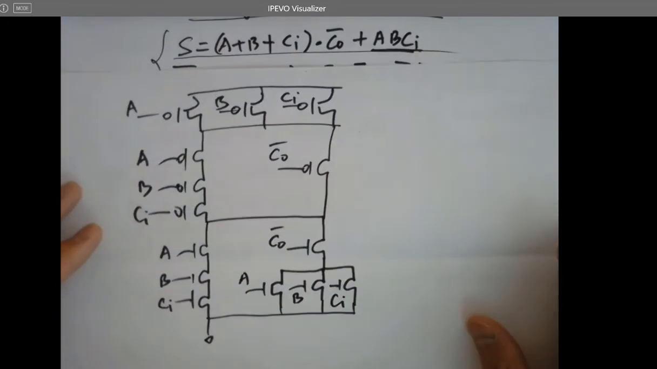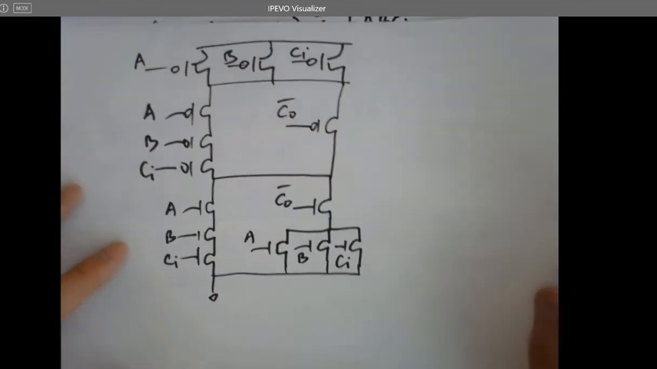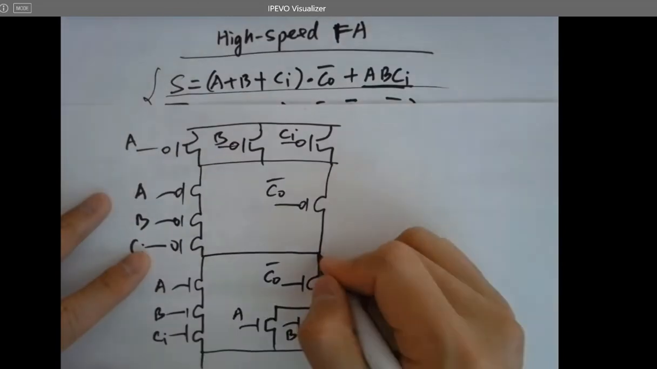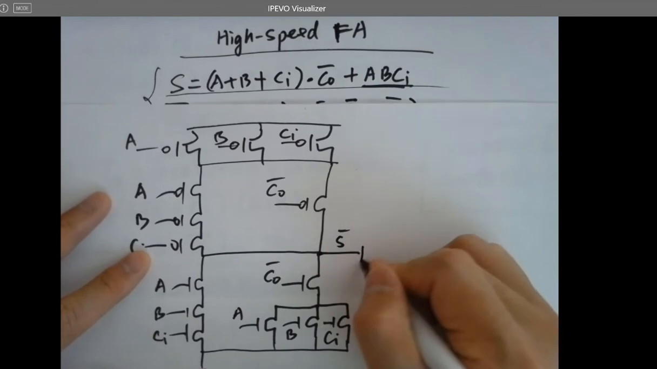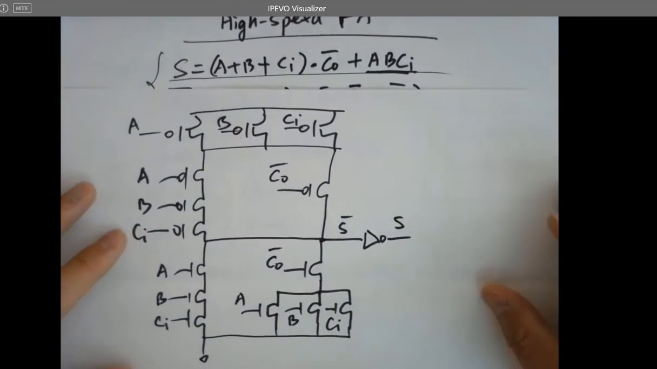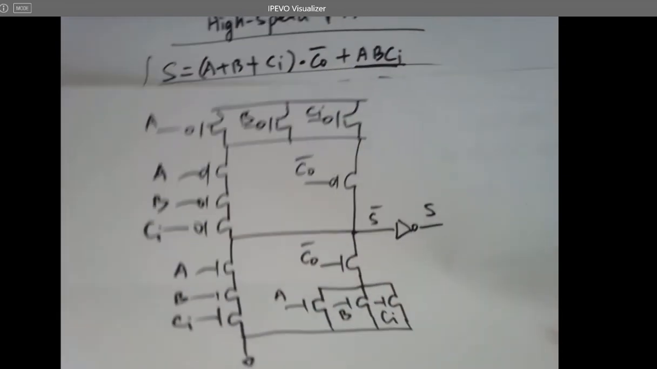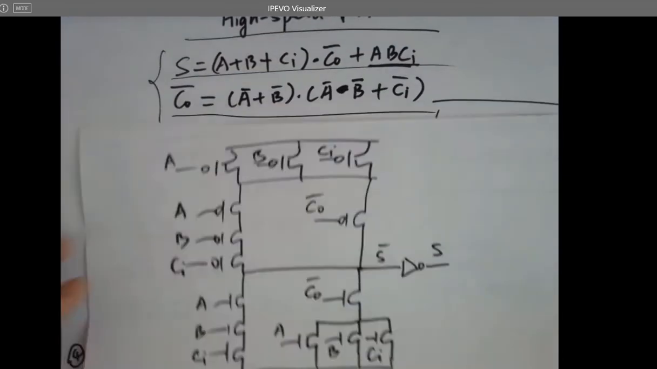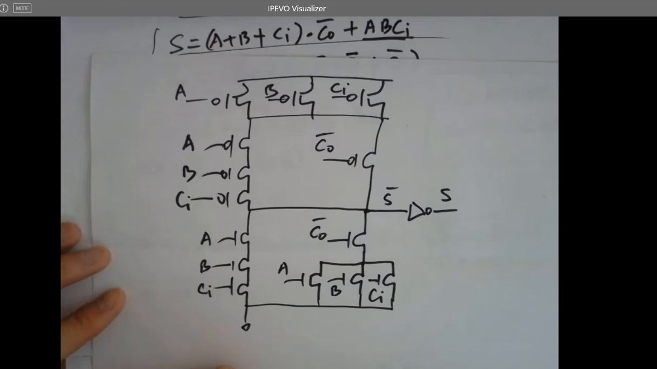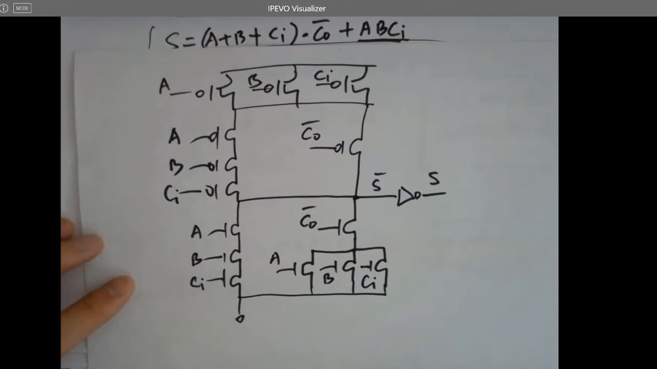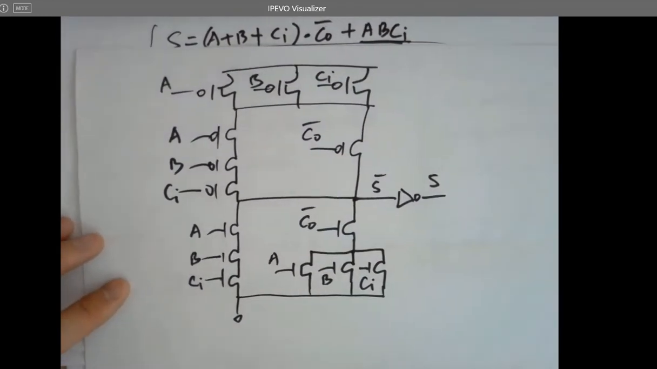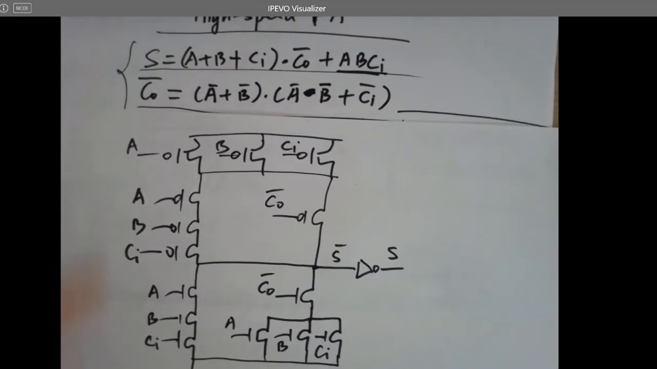Doesn't matter which is which, just A, B, C, I. So this is S naught. So you want to invert it to get S. That's how to design a circuit from the logic. What about C naught? CO naught.